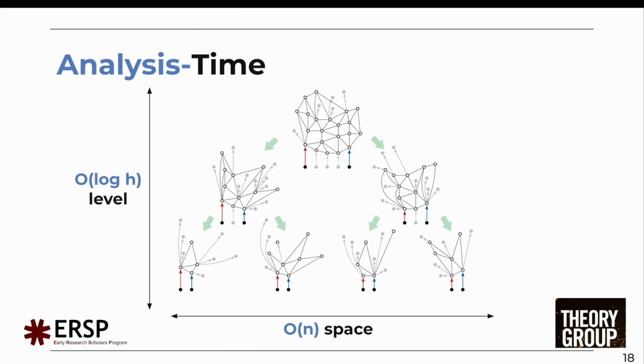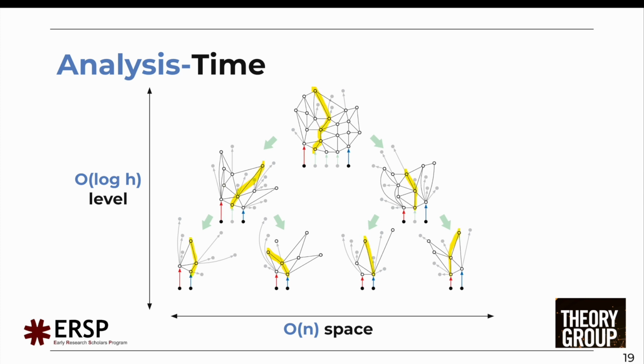Now, let's analyze the time complexity of the algorithm. Time complexity is proportional to the time to compute a shortest path tree. So the total time complexity would be O(n log h), where O(n log n) is the runtime of Dijkstra's algorithm to compute the shortest path.